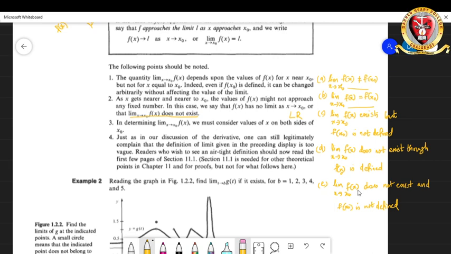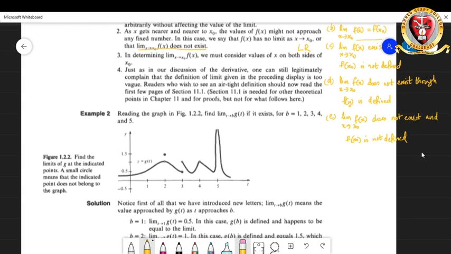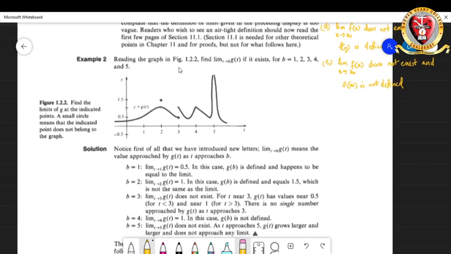There can exist cases when the limit does not exist and the function there at x naught is not defined. All such cases are possible. Now let's work out example 2.